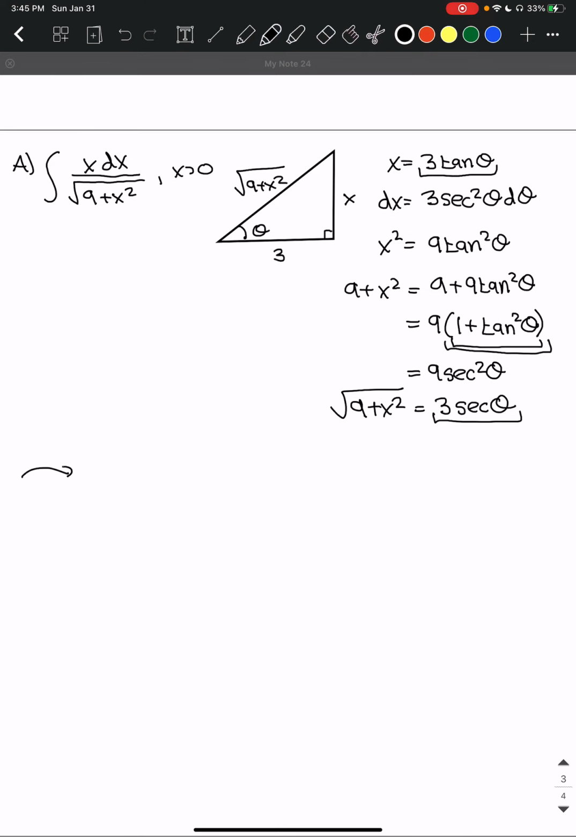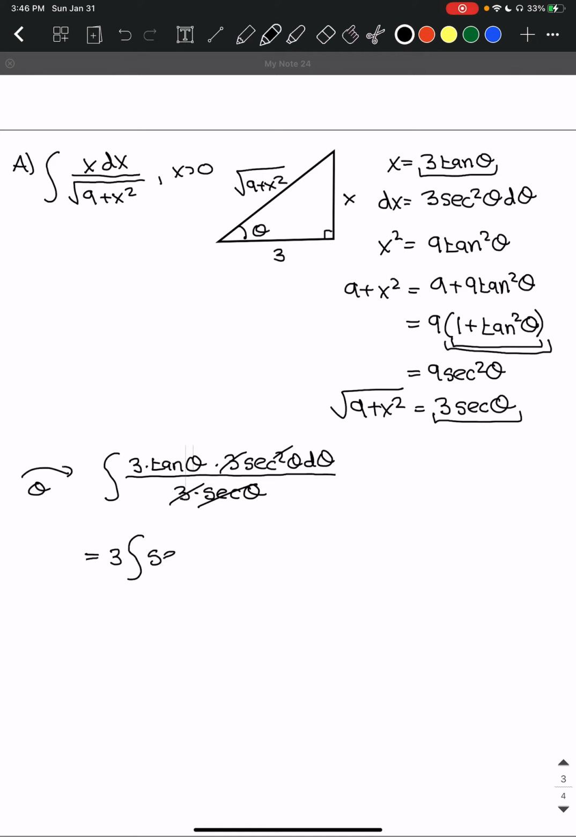After I substitute everything in terms of theta, I get the integral: x is equal to 3 tangent theta, dx is equal to 3 secant squared theta d theta. And on the bottom, that whole square root stuff actually turns into just 3 times secant theta. So I can cancel 1 on top with 1 on the bottom. This 3 will cancel with that. And I'm left with 3 integral of secant theta tangent theta d theta. And we know how to do this integral, right? This is simply 3 secant of theta plus C.